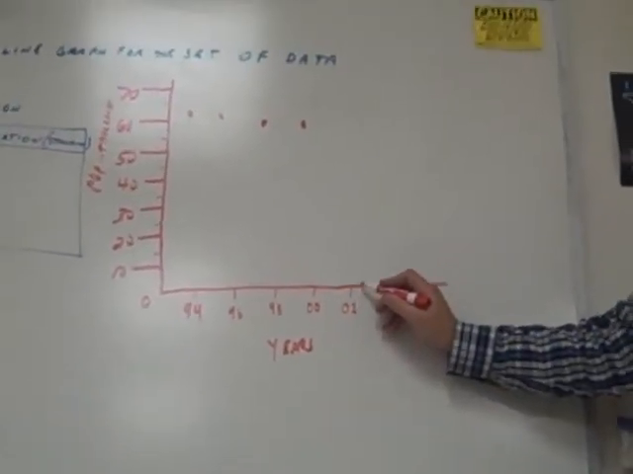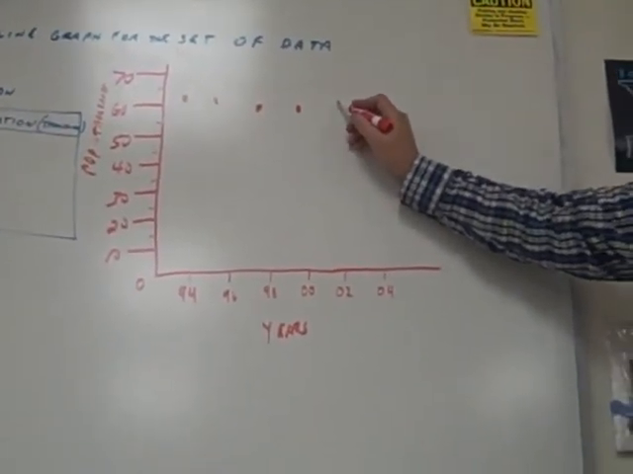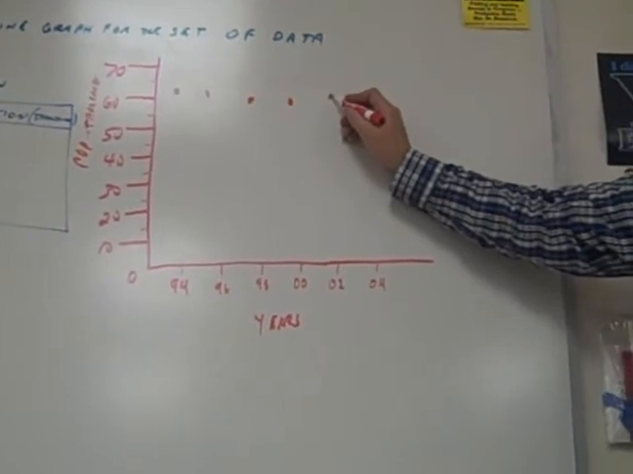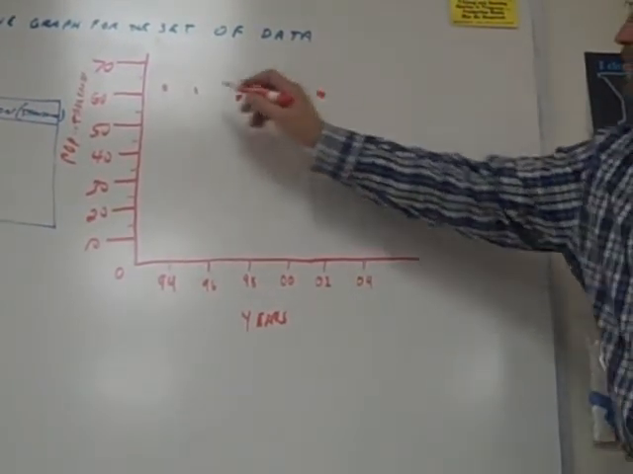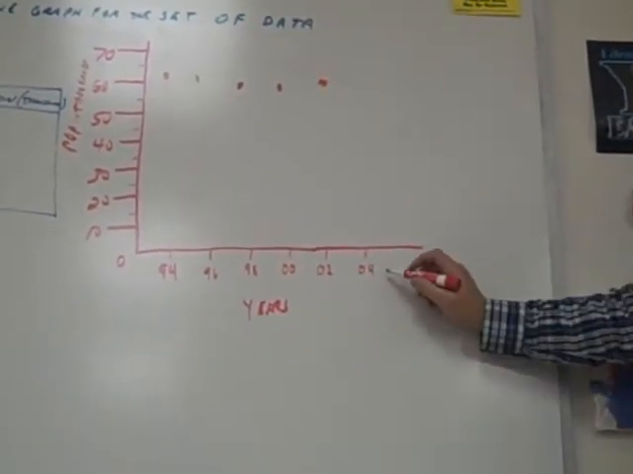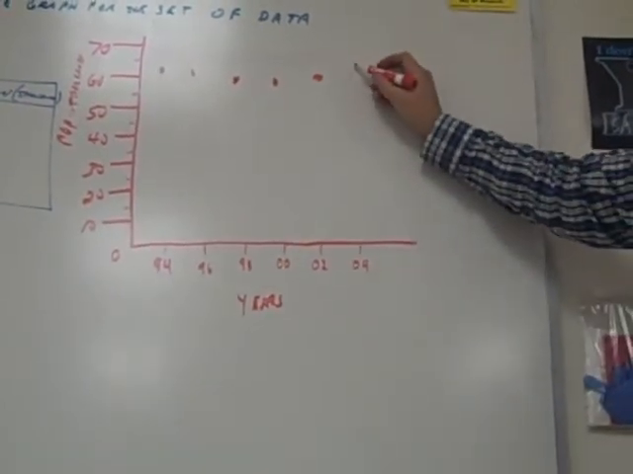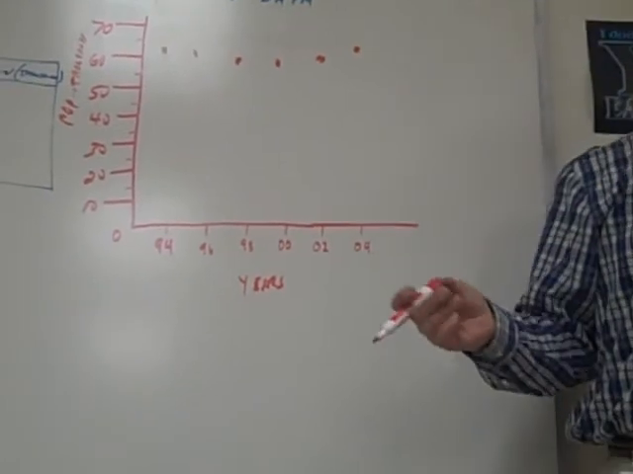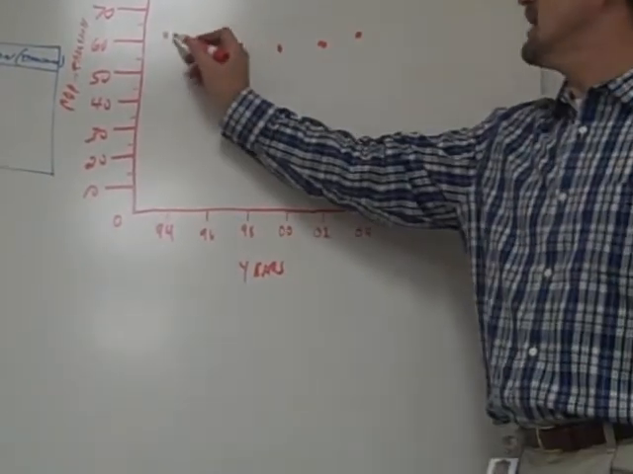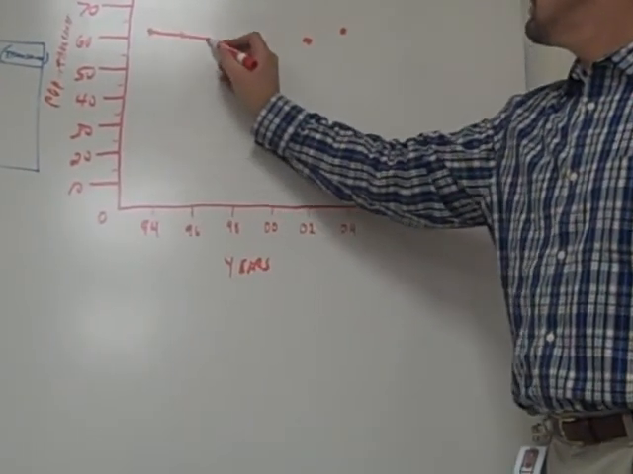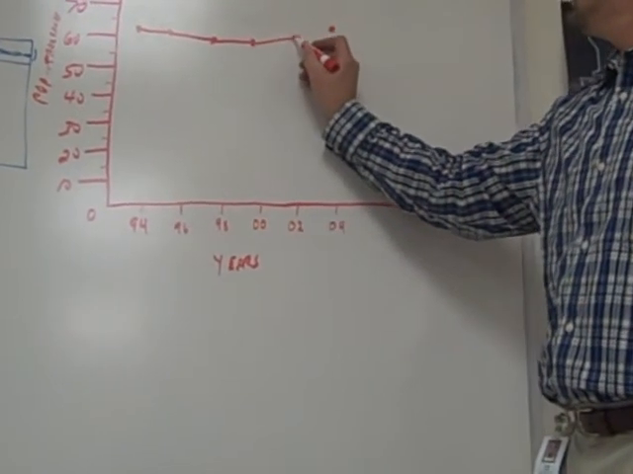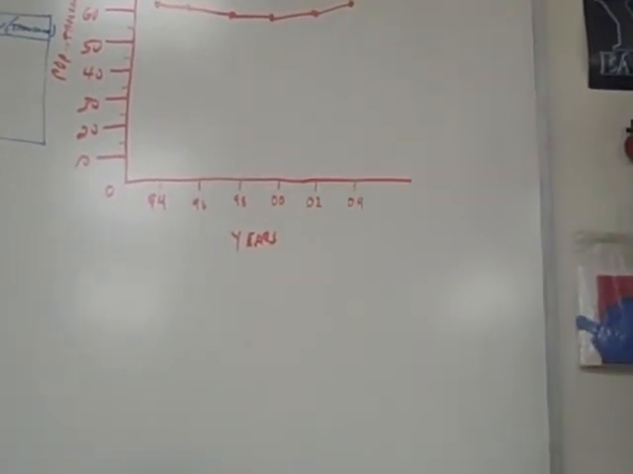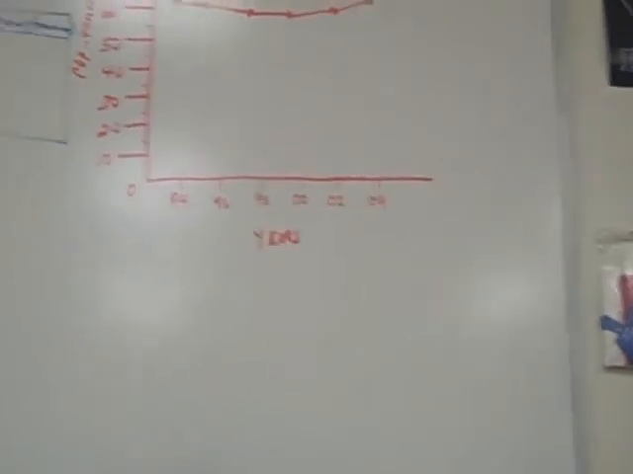02, 62, again, right? So I try to make it level with the first one. 04, 65. Ooh, up to 65. That's the end of our data. Now how do we make the line? Connect the dots. And there's our line graph for the population.